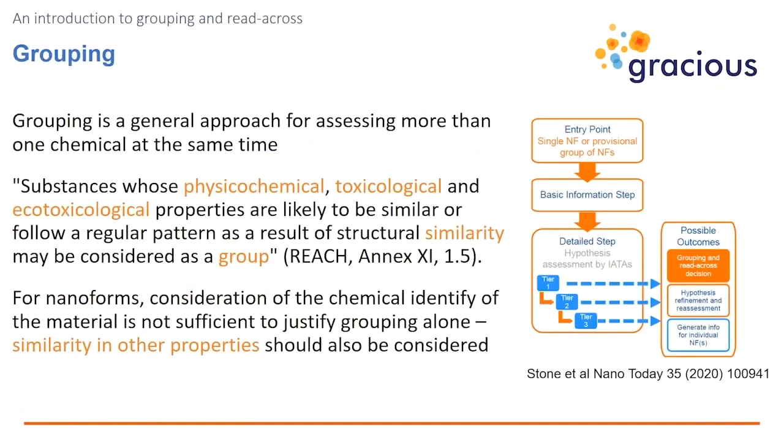Now you will have seen Vicky, Agnes and Nina's presentations before this, so I don't want to go into too much detail about the specifics of what grouping means. Suffice to say that as a recap, grouping is a general approach that allows us to assess more than one chemical at once. And importantly, when we consider nanoforms, more than just the chemical identity should be considered. Other properties need to be discussed. And that's because a nanoform may also have a specific size, shape or surface chemistry, as well as the chemical identity of the material itself.